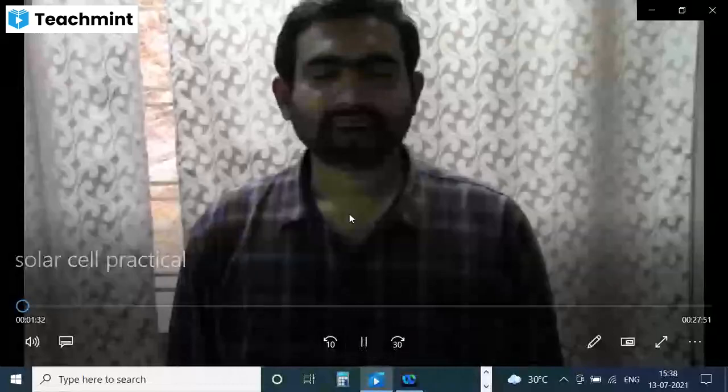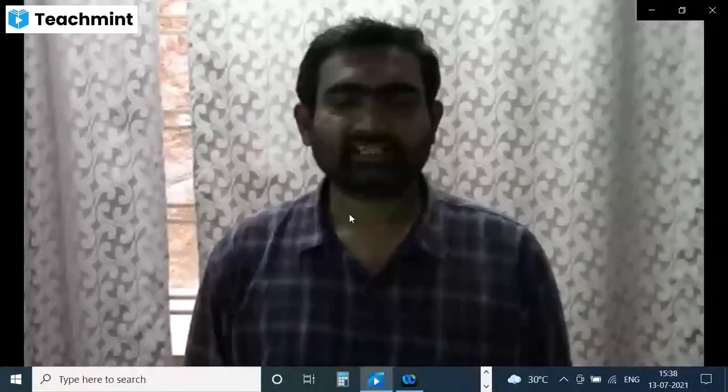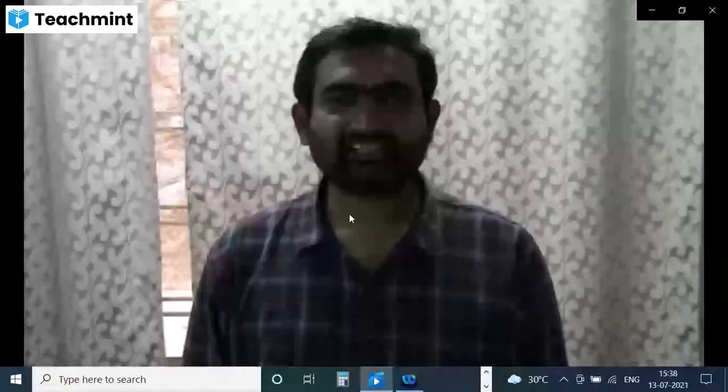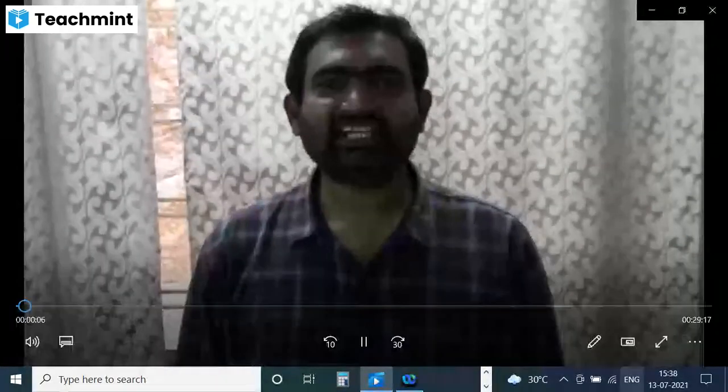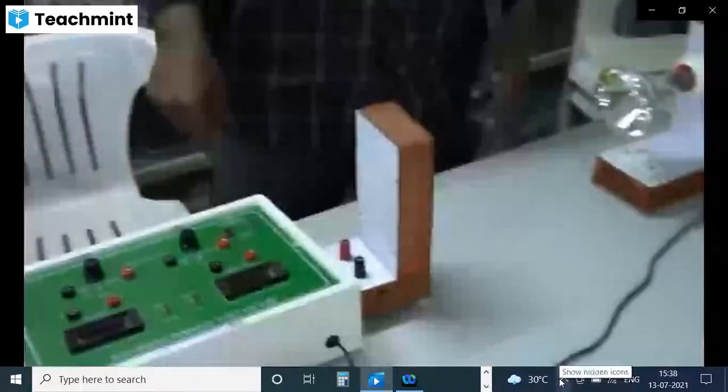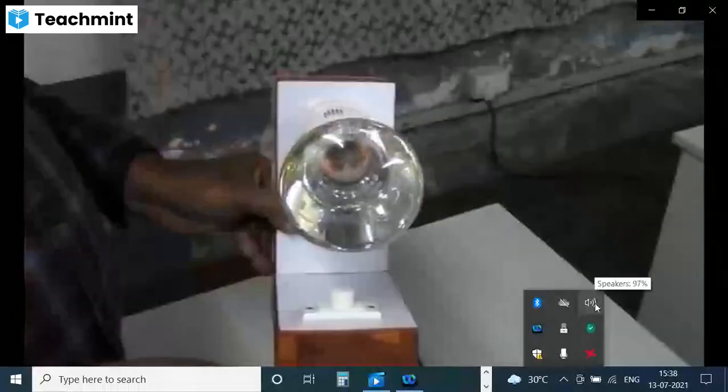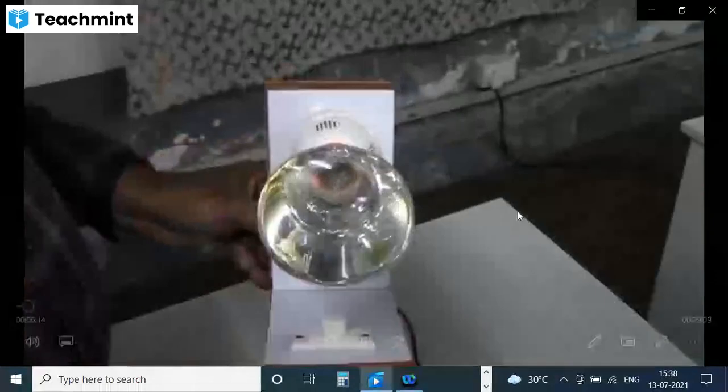Welcome to a session on the solar cell experiment. In this experiment, we are going to plot the VI characteristics of the solar cell. Students, let me introduce the apparatus used in this experiment. This is called the source.